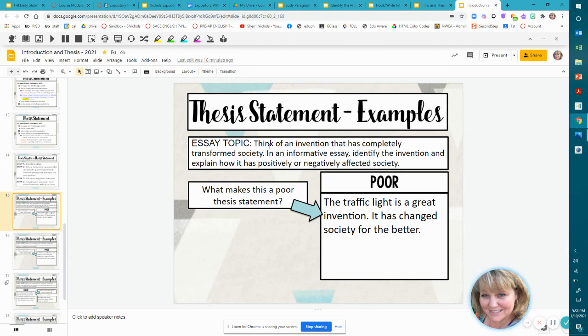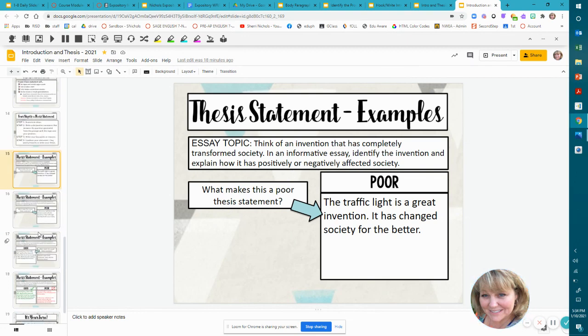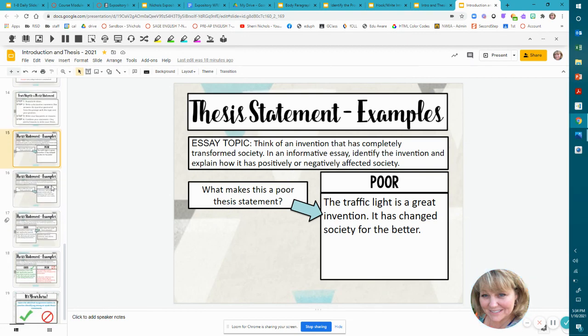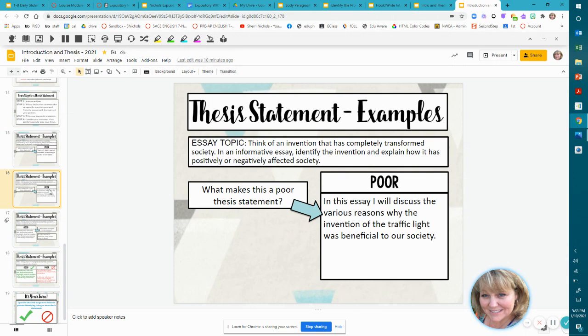So let's say the essay topic is: think of an invention that has completely transformed society. In an informative essay, identify the invention and explain how it has positively or negatively affected society. A poor thesis statement for this would be, the traffic light is a great invention. It has changed society for the better. Well, that's just information, but you haven't really been specific about what you want to say.